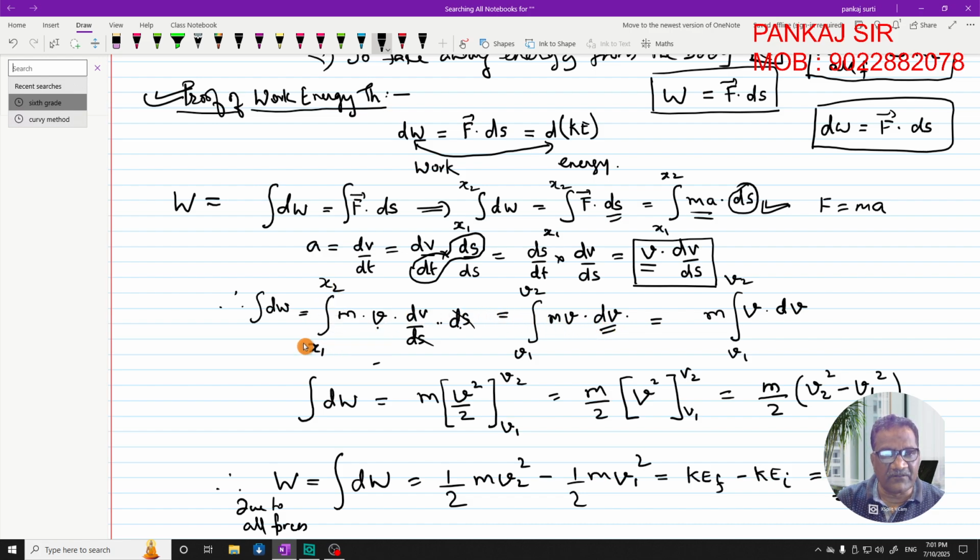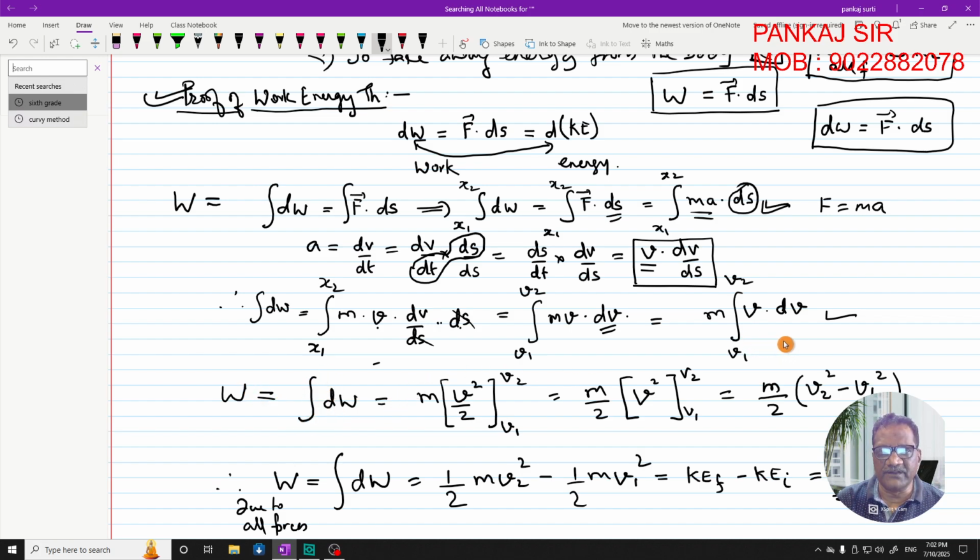So definitely our limits will also be changing from position to velocity. So from x1 to x2, we'll have to change it to v1 to v2. So v1 to v2, mv dv. This is the formula that we have reached. Next, m being constant, I will remove it out. So m will come out and I'll get m integration v1 to v2 v dv. So this is my formula now for the total work done. So my total work done W will be equal to integration of dW.